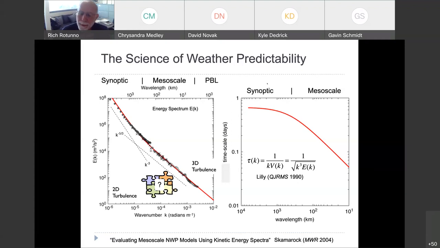It's not paradoxical, but it's counterintuitive. The k to the minus 3, if allowed to go on and on and on, implies longer and longer time scales for error growth. But that's the idea. That's just an idea at the moment.